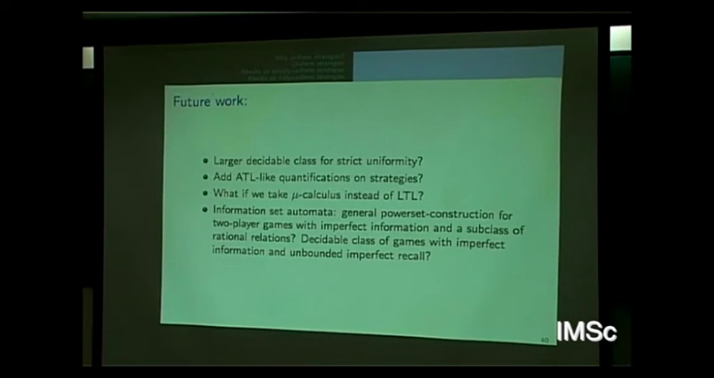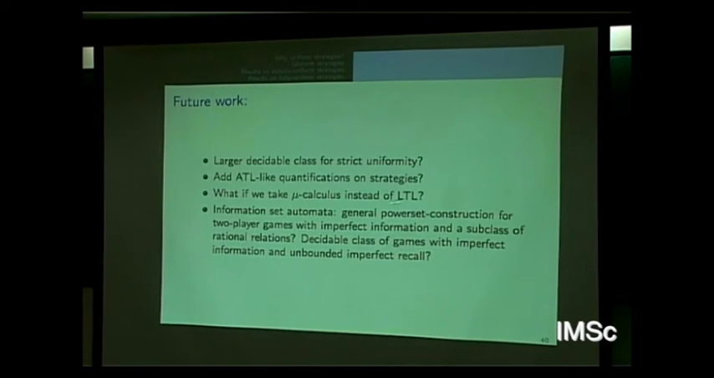And as future work, it would be nice to have a bigger class of relations for which we have decidability for strict uniformity. So a bigger class of relations for which we can decide the emptiness of jumping automata. We would like to be able to quantify our uniform strategies inside the language, because for the moment it's just at the level of the decision problem. Like, is there a strategy such that? It would be nice to do like an ATL and put this in the language and see what happens.